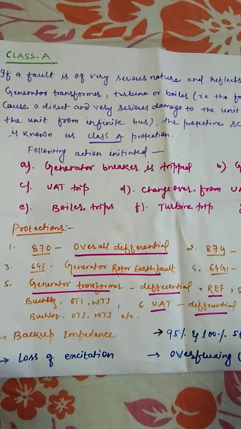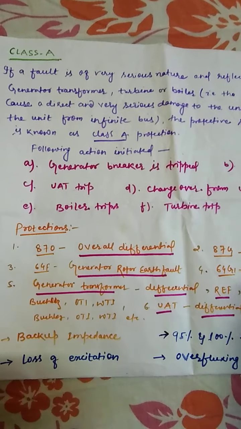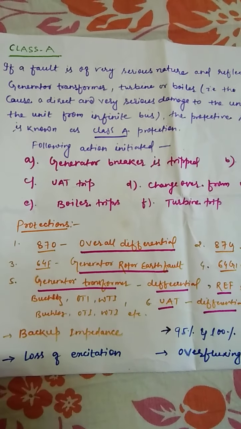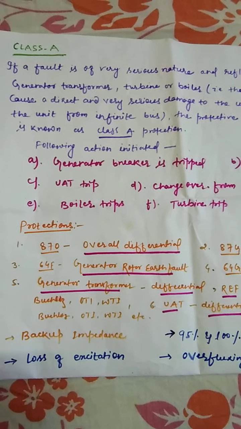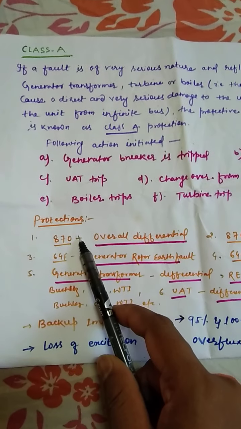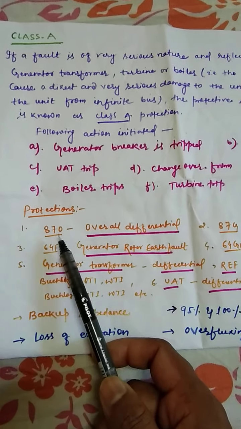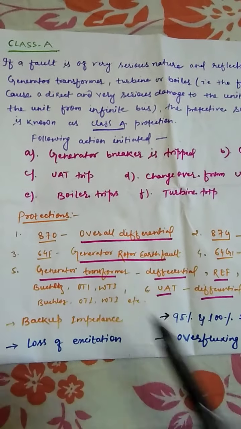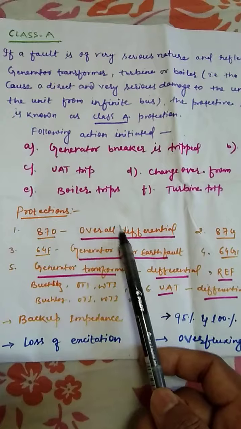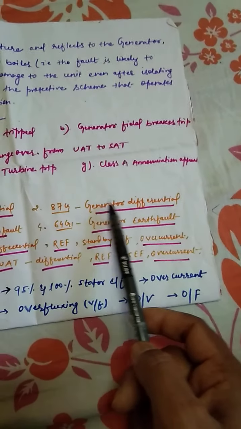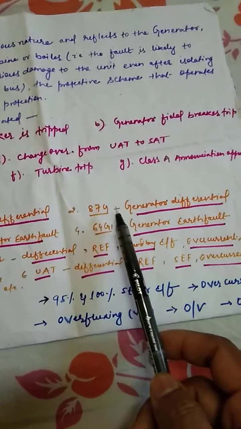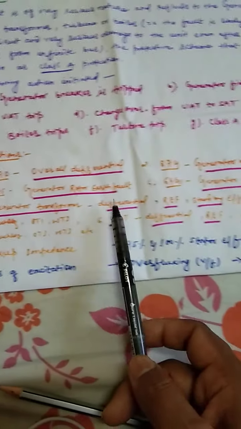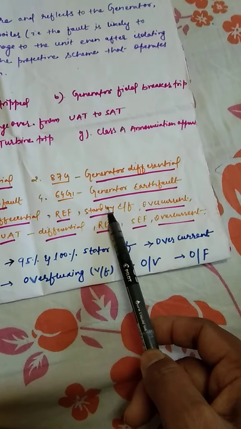So what will happen if Class A protection acts? Before that, let us know what the protections under Class A are, like what are the faults in the generator which are of a serious nature. These are the protections in Class A: 87O, that is overall differential, which includes the unit transformer, the generator transformer and the generator. Then the second one is 87G, generator differential only. 64F, generator rotor earth fault. 64G, generator earth fault. Generator transformer differential, REF, standby earth fault.